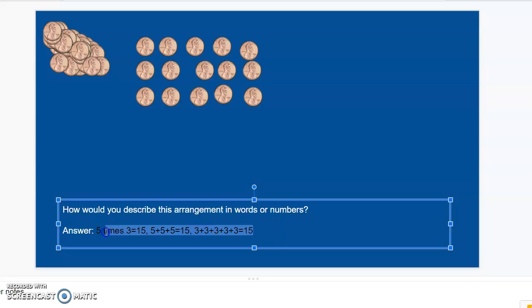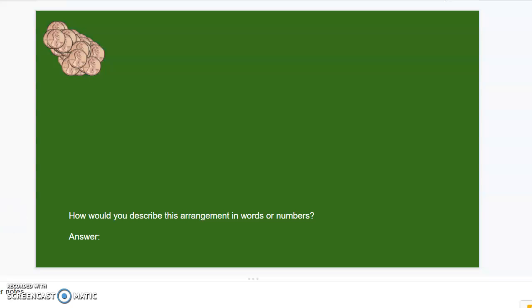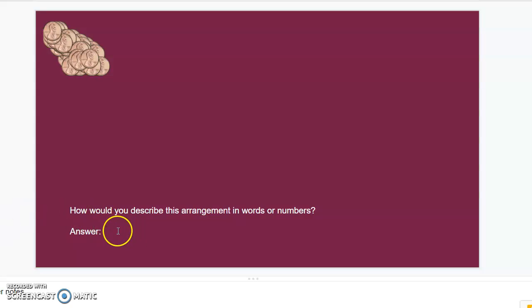So that's my first slide. Okay, and then I'm going to erase that. And on the second slide, you're going to do the same thing. You're going to drag those pennies into an arrangement, and you're going to describe them in words or numbers. And then on the third slide that you have to fill out, you'll do the same thing.